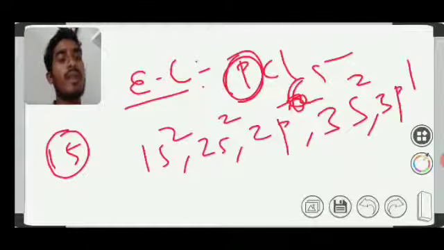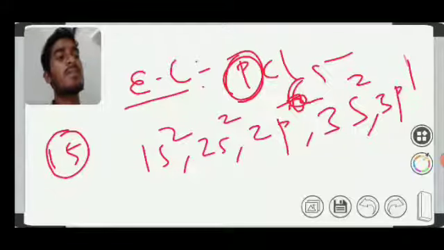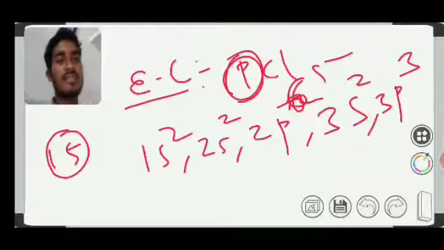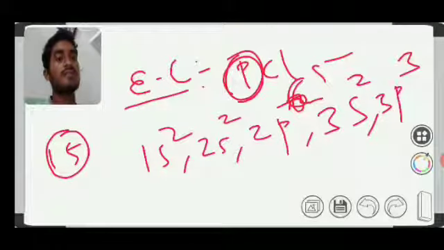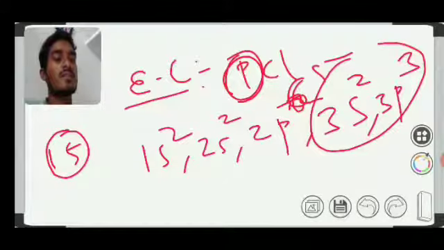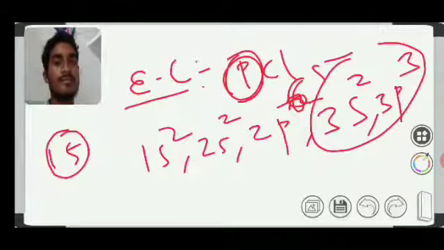10 and 13 means 3p3 is correct. So 3p3: 1s2, 2s2, 2p6 and 3s2, that is 10, and here 15. 3s2 and 3p3. Now we will write the ground state configuration and then after that the excited state.